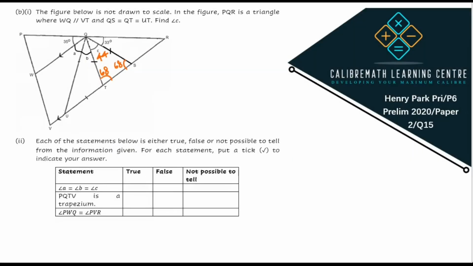Now let's look at B part 2. For the first statement, we need to determine if the 3 angles are equivalent to each other. Now let's continue from where we stopped just now. We can solve for this angle here, QTU. Angle QTU can be found by using 180 minus away the 68 degrees since it forms a straight line.